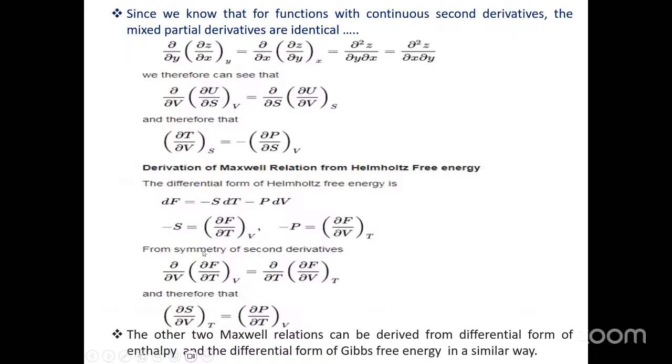This is the Helmholtz equation. Same as there, I am just replacing that equation, but I am writing here the differential equation of these Maxwell relations of thermodynamic potentials. Minus S is equal to dou F by dou T suffix V, minus P is equal to dou F by dou V. Here I am taking temperature and volume. That's why I am using that suffix V and T. From symmetry, the second derivative we are taking here, dou V by dou F by dou T.